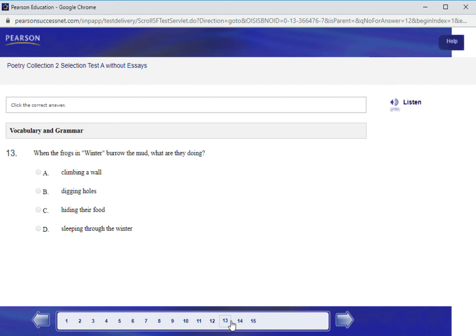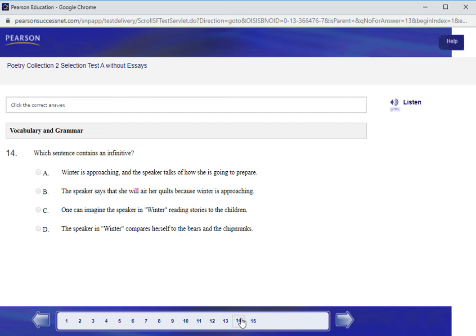When the frogs in "Winter" burrow in the mud, what are they doing? Burrow means digging holes. They're digging holes. B. Which sentence contains an infinitive? An infinitive is the word "to" with a verb, okay? So we were looking for the word "to." We have "to prepare" right here.